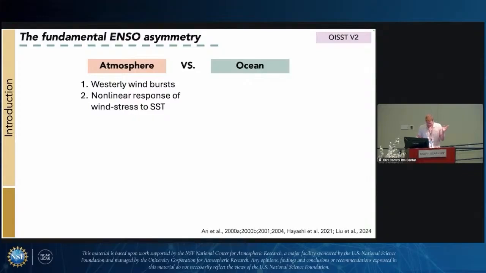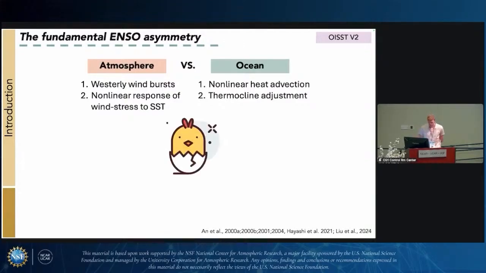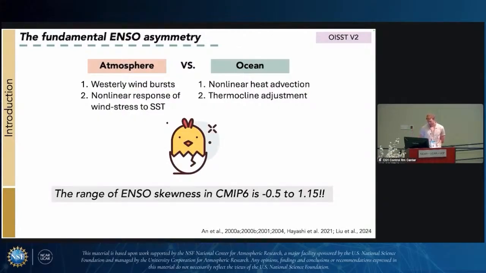And in the literature, people will talk about westerly wind bursts or maybe the role of the nonlinear response of wind stress to SST. And in the ocean, people point to the role of nonlinear heat advection and essentially processes that result in the thermocline adjustment being different for El Niño versus La Niña. And this is a bit of the academic chicken or egg, but I think it is important because if you look at GCMs and CMIP6, for example, the range of skewness is minus 0.5, meaning La Niña is way stronger than El Niño, all the way to 1.15.